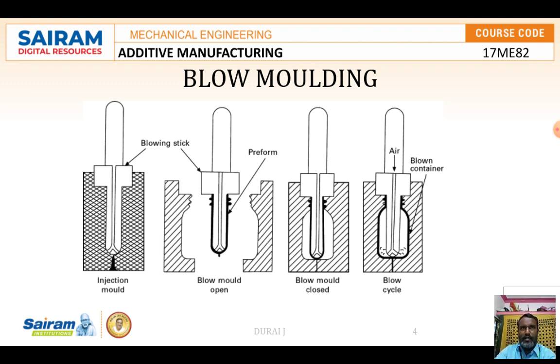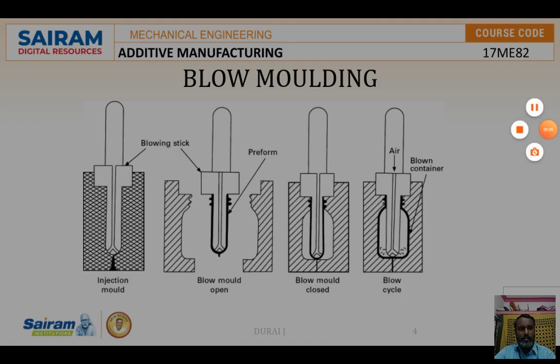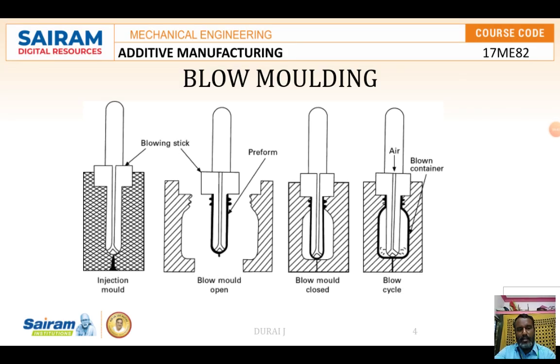The parison needed for blow molding can be made either by the injection or extrusion process, and the technique is accordingly called injection or extrusion blow molding. This process is repeated, and depending upon the inside die shape, different kinds of components can be obtained.